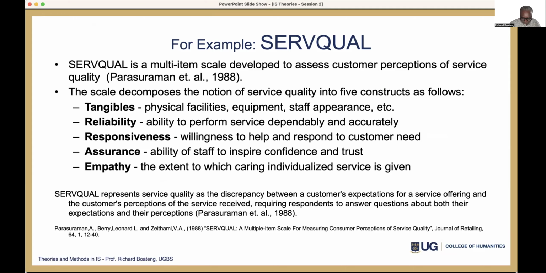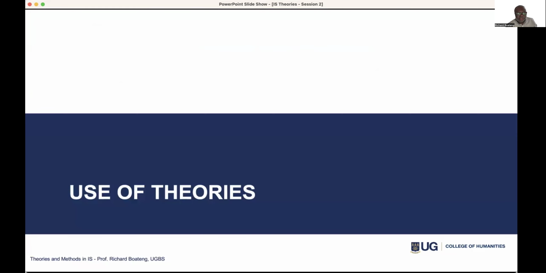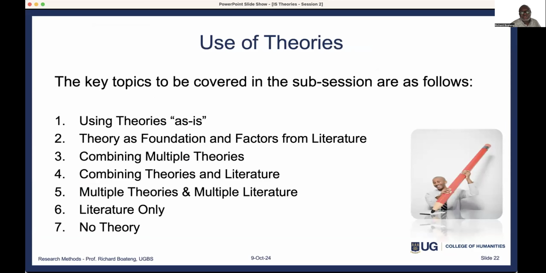Okay. So then let's get to the next thing. How do we use the theory? How are theories used in the literature? How do researchers use the theories? Good. Now, there are several ways researchers use the theories, and I have come up with about 7 ways I've found in literature. There could be more. The first one is using the theory as is.